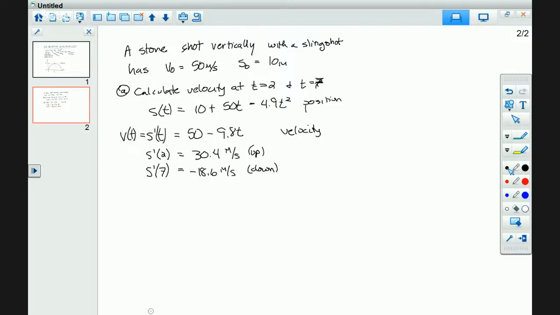Okay, this is what our graph looks like. Something like this, right? Parabolic trajectory. So, how do I know that I have to reach a maximum height, just based on these numbers?